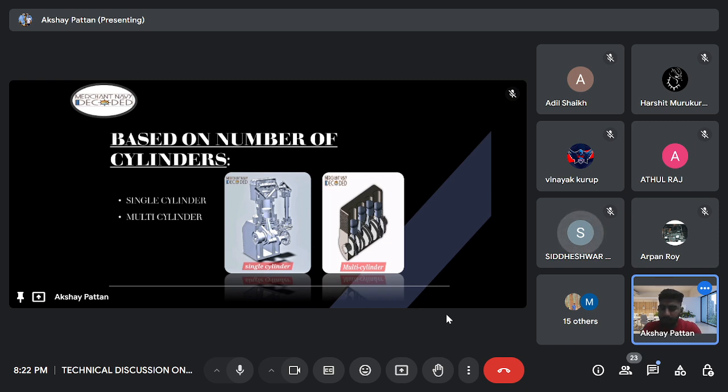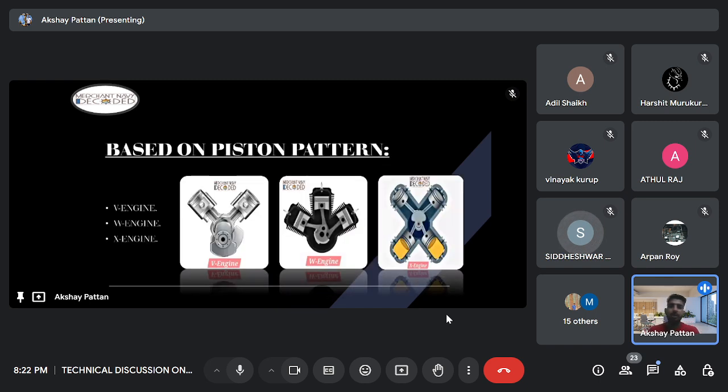So next one is based on piston pattern or cylinder pattern. There is V type engine, W engine, X engine. I hope you guys have heard about the supercars, that is V12 engine, W12 engine, V twin engine. What do you mean by V12 engine or V6 engine, V8 engine?